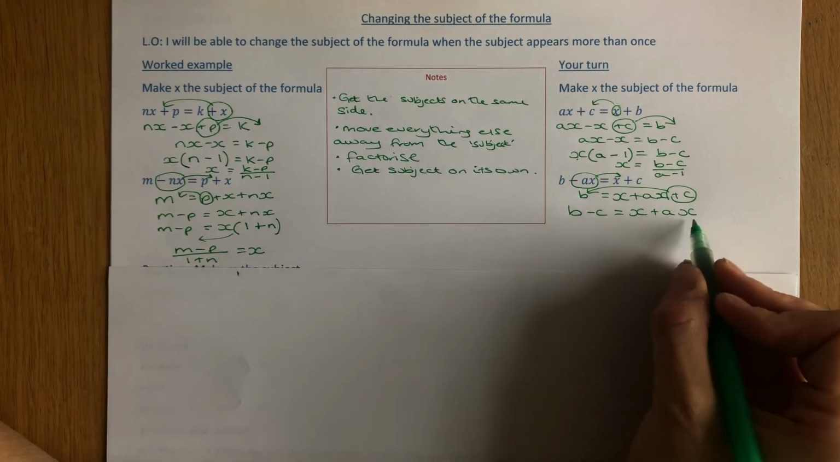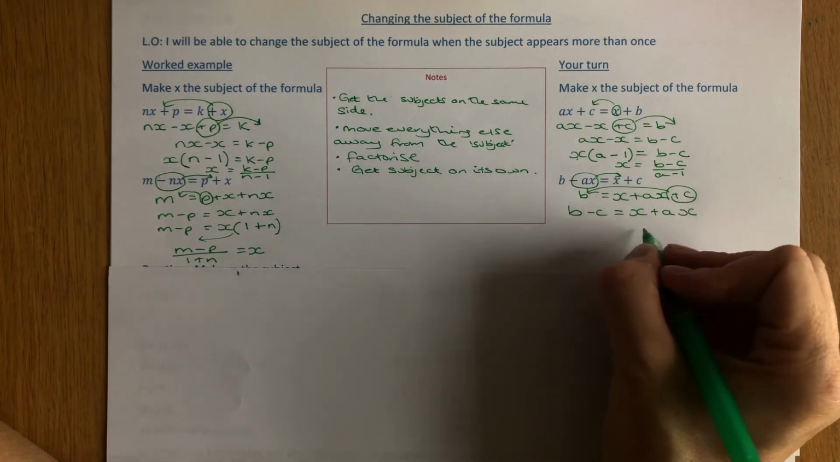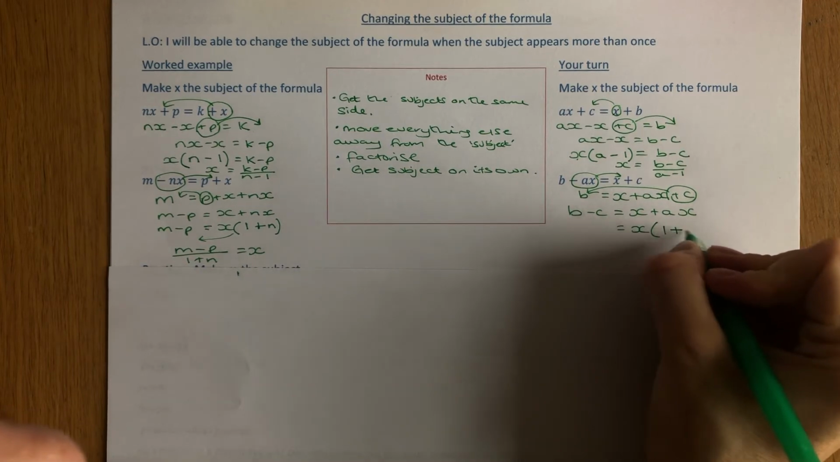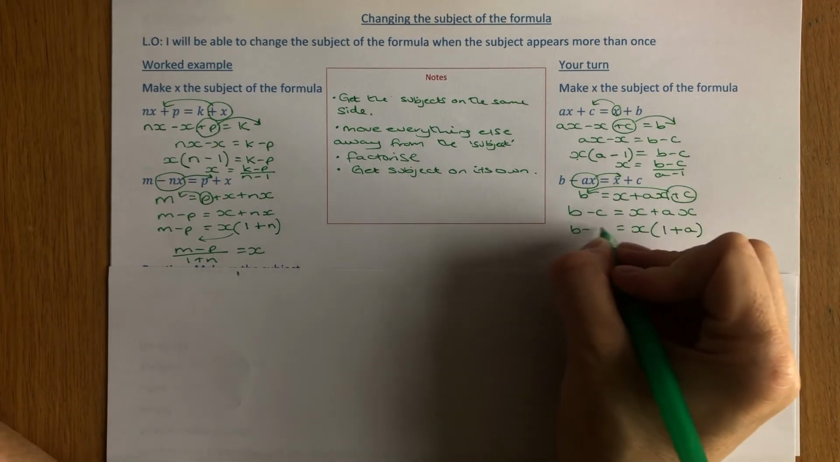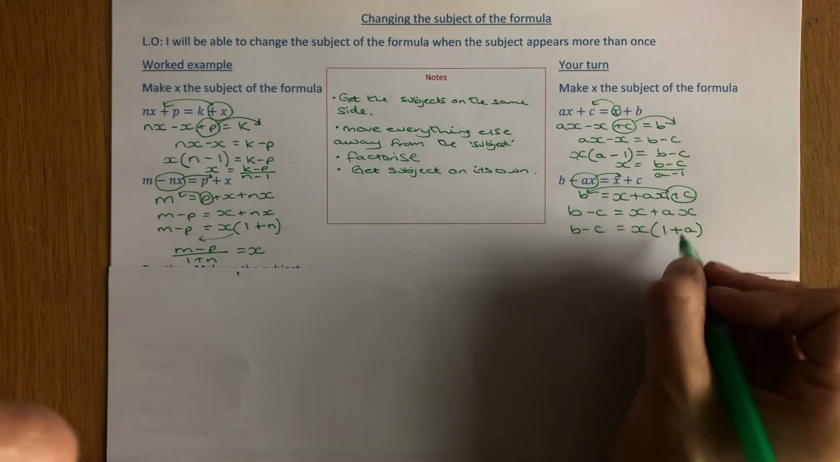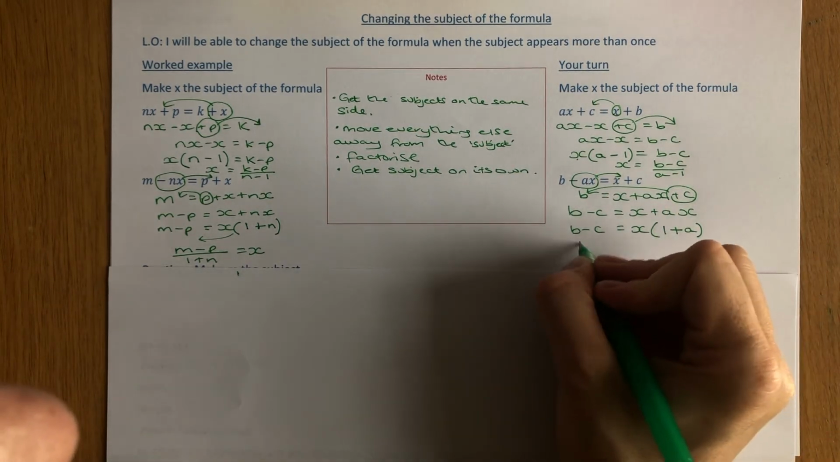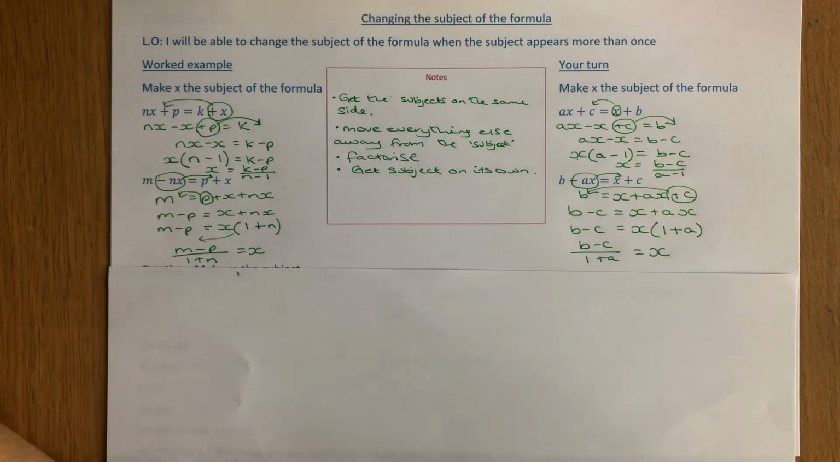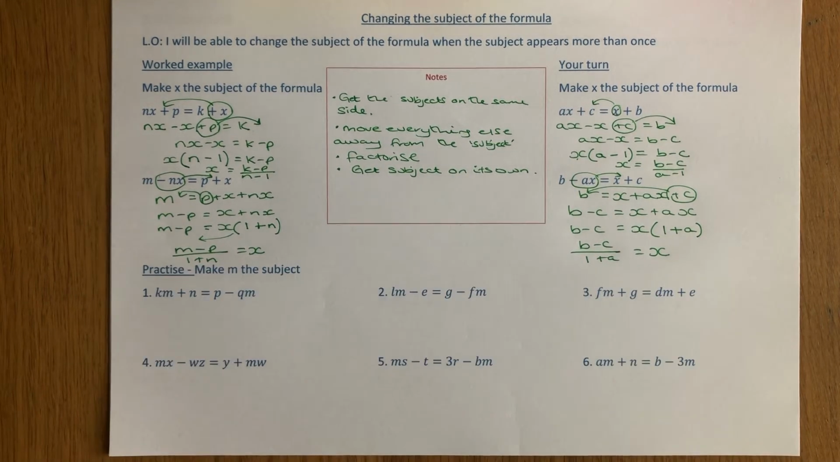Now we've got all our X's on one side. We need to draw it out, so we factorise. And B minus C is left over there. And then to get rid of A times by that, we divide by it. And you are done. Okay, so I've got some questions for you to practice now. Press pause, have a go, and then we'll go through them.